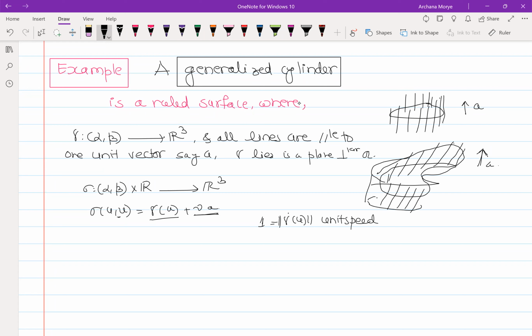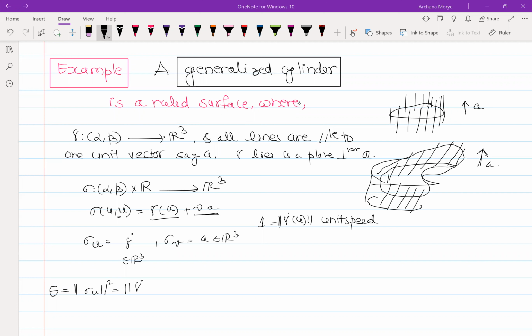Now, can you tell me how to calculate the first fundamental form here? So sigma u will be what? It will be just gamma dot, that is correct. And what is sigma v? It is A, just A, right? It is constant. Now E is going to be the norm of sigma u squared, so it is going to be the norm of gamma dot squared.